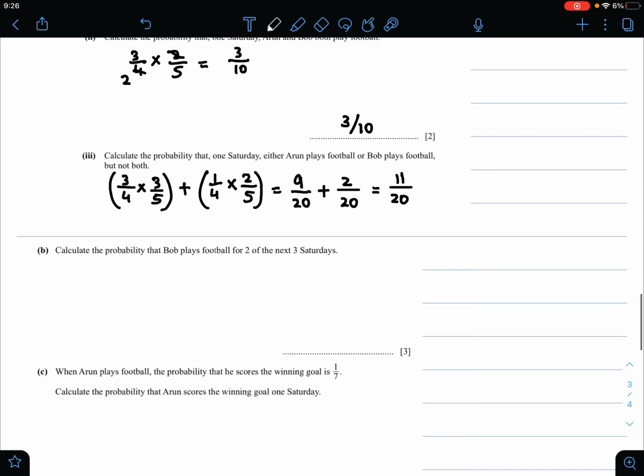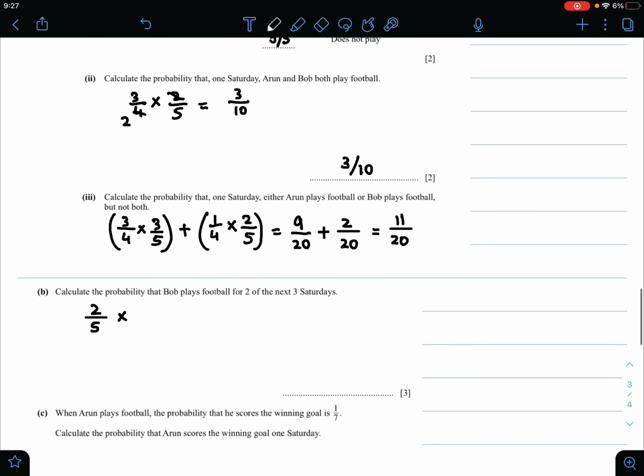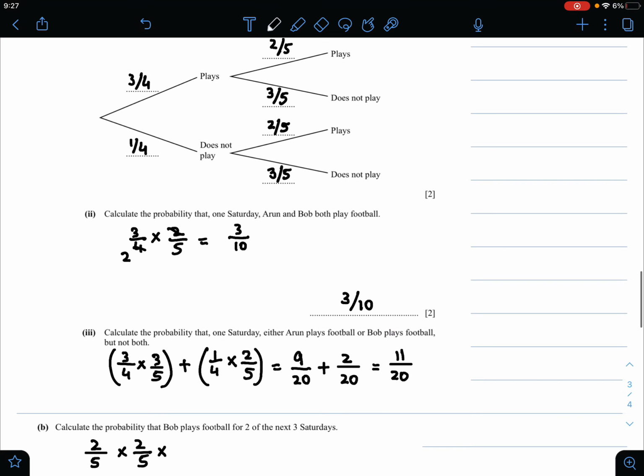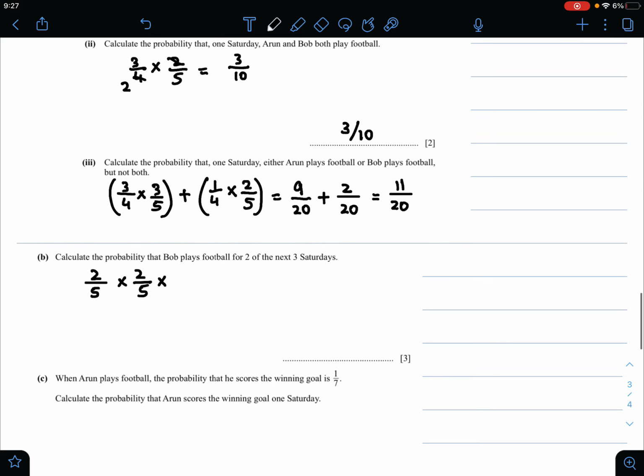Calculate the probability that Bob plays football for 2 of the next 3 Saturdays. So Bob could play football on the first Saturday and the second Saturday, 2 by 5. So first Saturday and the second Saturday, first Saturday and the last Saturday, and second Saturday and the third Saturday. So in total there are 3 possibilities. So you just need to show the working for one. So that is 2 by 5 multiplied by 2 by 5 multiplied by 3 by 5.